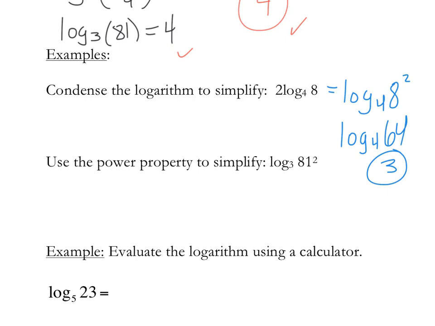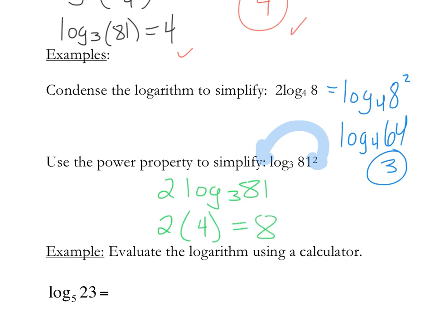On the next part here, we want to use the power property to simplify. Well, I don't know what 81 squared is. It's not something I know walking around. But what I can do is take this 2 here and move it out front. So I can write this as 2 times the log base 3 of 81. Now the log base 3 of 81, hopefully you recognize that 81 is 3 to the 4th power. So this whole term here turns into 2 times 4, which is 8.